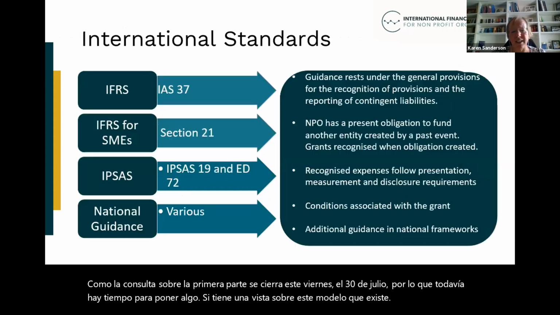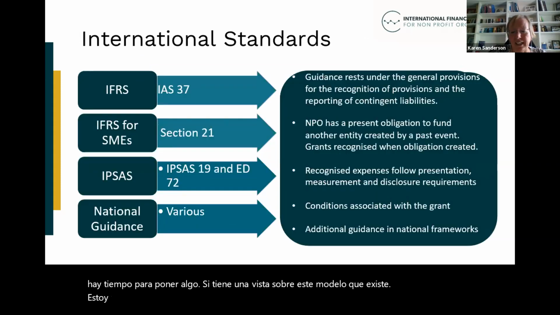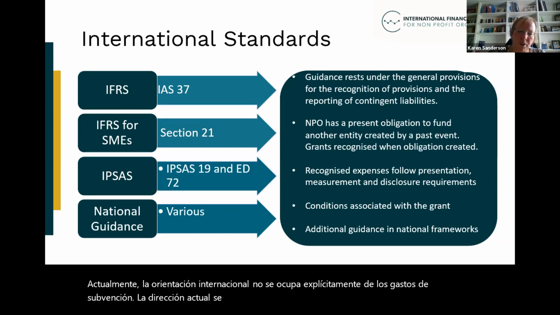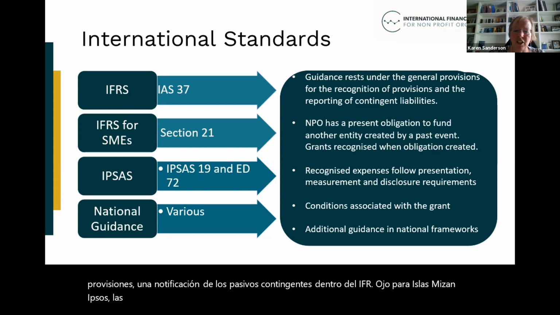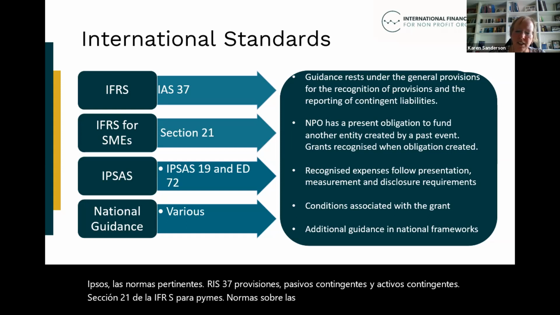So currently, international guidance doesn't explicitly deal with grant expenses. Current guidance rests under the provisions for the recognition of provisions and reporting of contingent liabilities within IFRS, IFRS for SMEs, and IPSAS. The relevant standards are IAS 37, provisions, contingent liabilities, and contingent assets; Section 21 of the IFRS for SMEs standard on provisions and contingencies; and IPSAS 19 on provisions, contingent liabilities, and contingent assets.